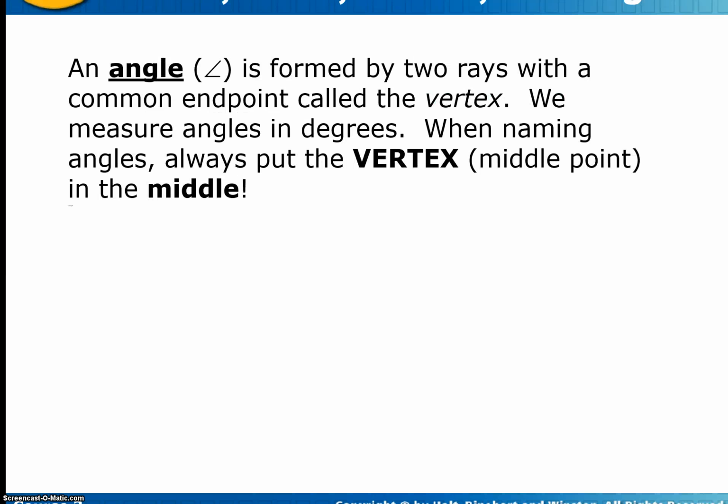Let's continue. So now we're going to talk about angles. The angle symbol looks like this. It kind of looks like the less-than sign. It's formed by 2 rays that are put together with a common endpoint called the vertex. We measure angles in degrees using a protractor, and when naming angles, we always put the vertex in the middle. That's the dot where they connect. That one always goes in the middle.